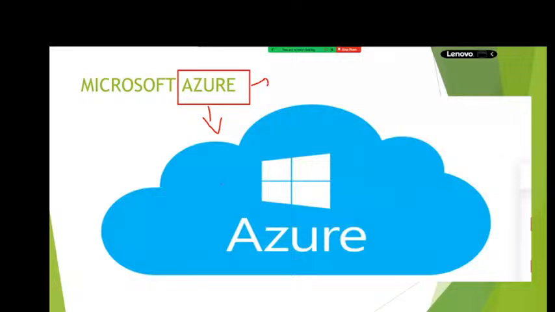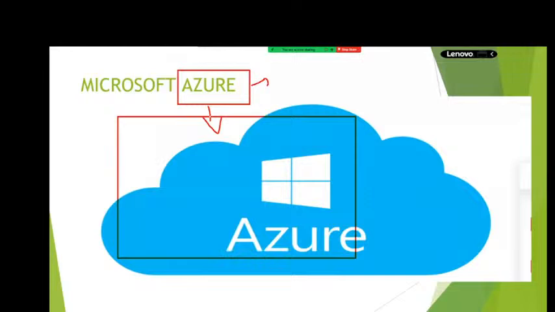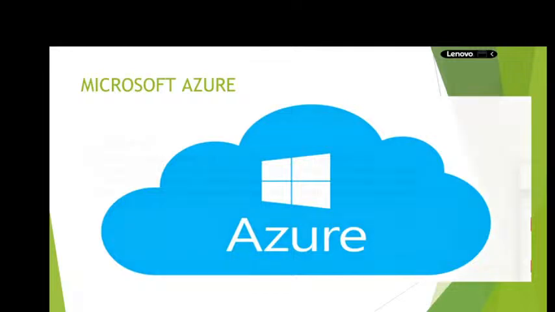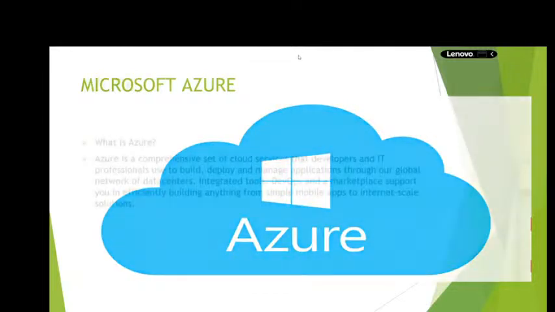So initially, the Microsoft Azure logo is this one, blue color clouds, where they have mentioned just words. Initially, Microsoft introduced Azure into the market. The initial logo is this one. Now they have changed it slowly. Okay, so what is Microsoft Azure? Any idea?